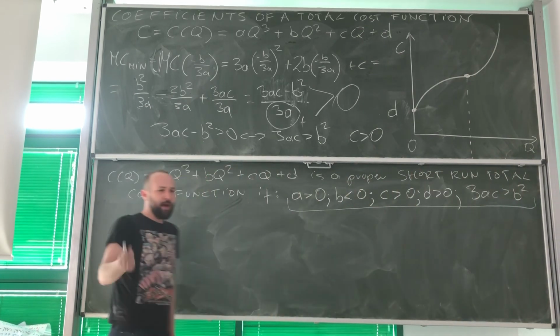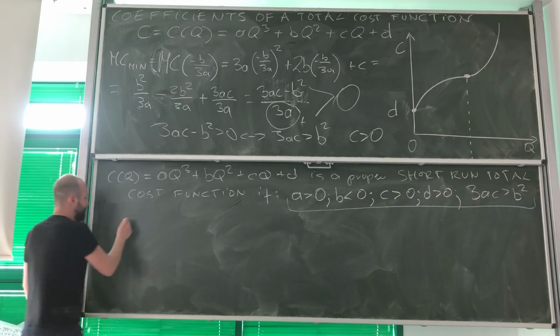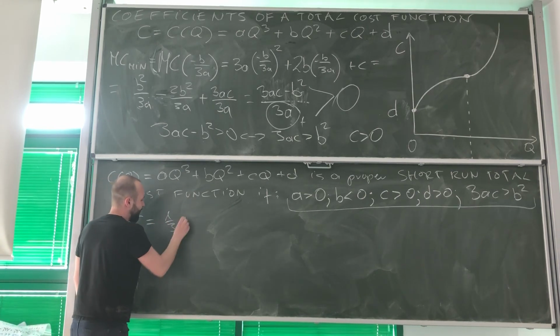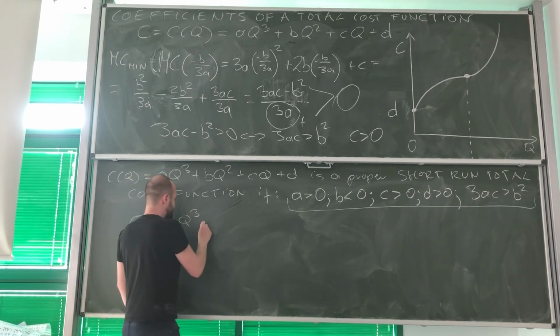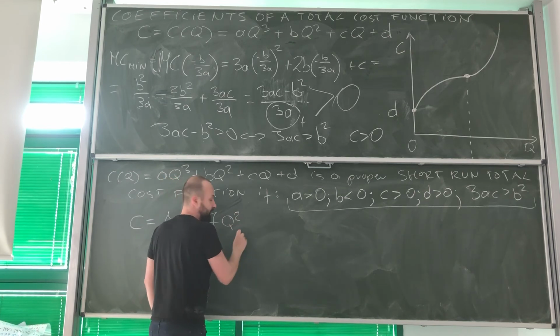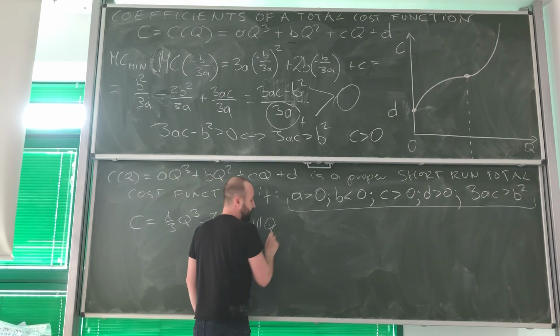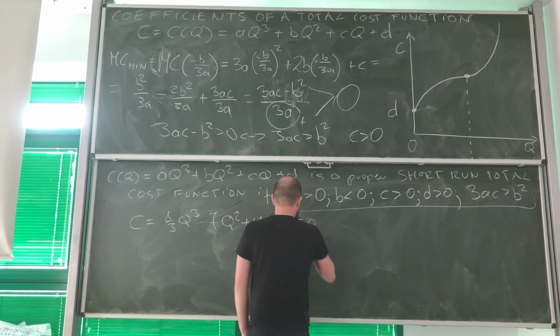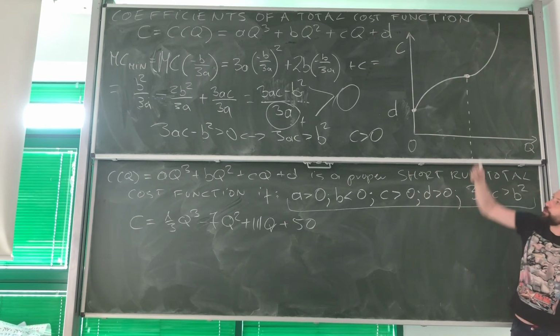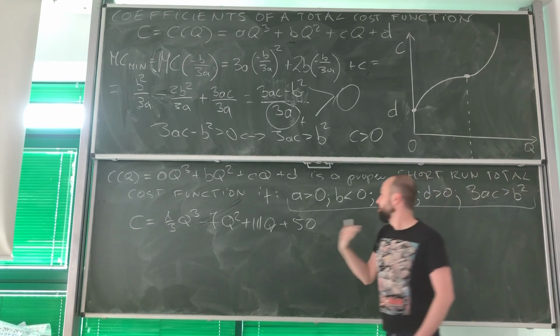And look, let's just do one example to see how it works. So we've got a cost function given by 1 over 3 q to the power of 3 minus 7q squared plus 111q plus 50. And the question is, is this a proper total cost function? Look, we can check it simply by looking at those restrictions. We don't need to go through this entire process once again.